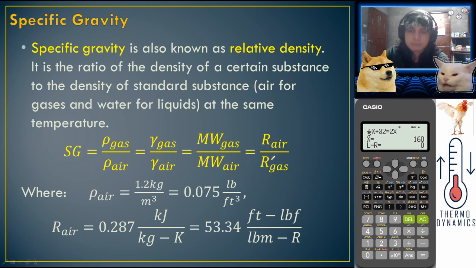Okay, yun po yung specific gravity. Okay. So, ito yung kailangan nating tandaan na constant. So, density ng air is equal to 1.2 kilogram per cubic meter. Okay? So, kapag po hindi binigay, you should take note of this constant. Madalas to. Ito, tandaan nyo lagi siya. Yung gas constant ng air is 0.287 kilojoule per kilogram Kelvin. Okay.